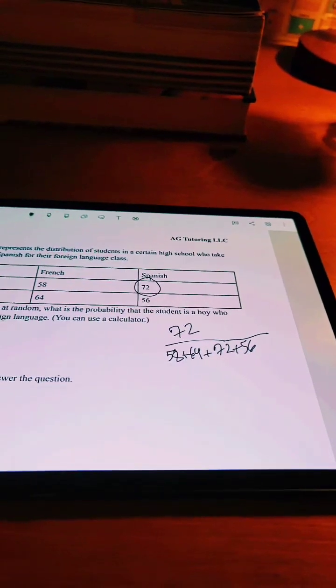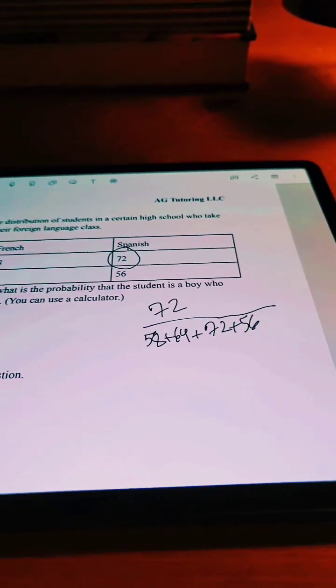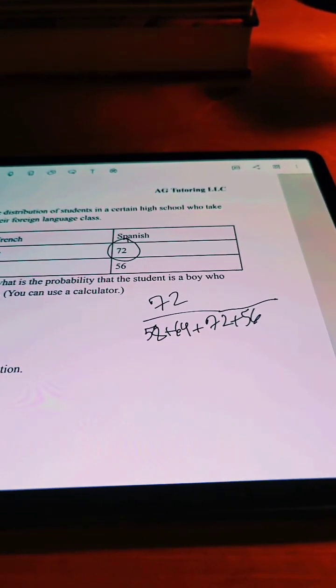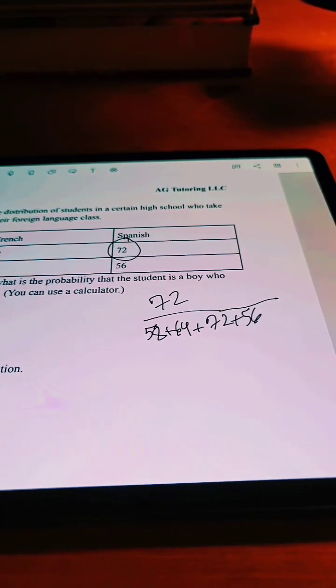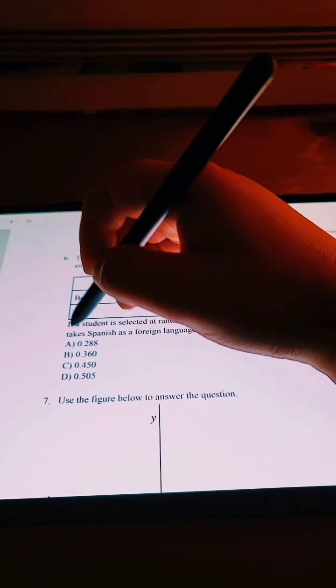So what you're going to do, remember you have access to a calculator, so you're going to just plug that into a calculator, and that's going to give you 0.288 right there.